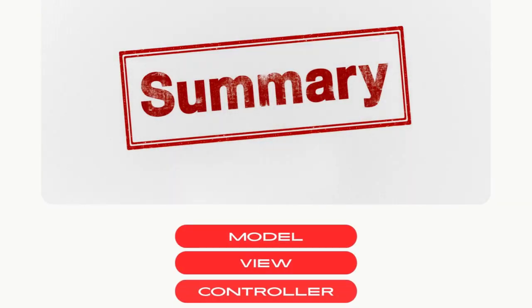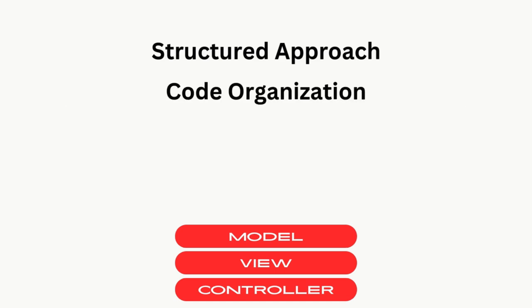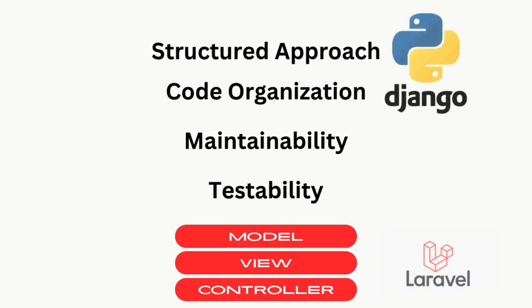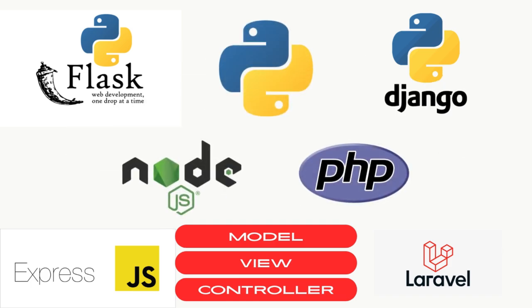To recap, all in all, MVC provides a structured approach to building web applications, promoting code organization, maintainability, and testability. We have many frameworks like Django and Laravel that strictly adhere to MVC, while others like Flask and Express.js offer a more flexible approach. Understanding MVC principles will definitely help us in our approach to build robust and scalable web applications, regardless of which programming language we choose or whichever framework we decide to go with.